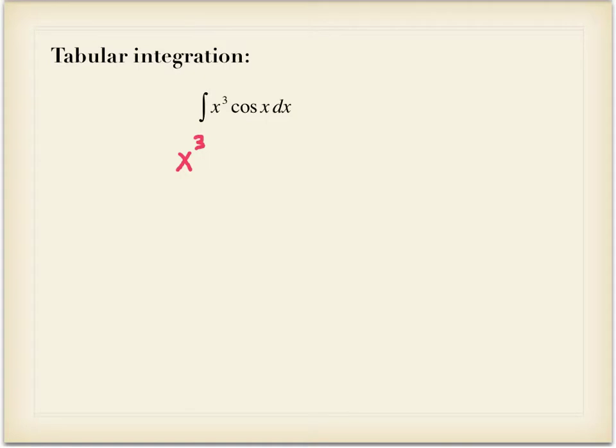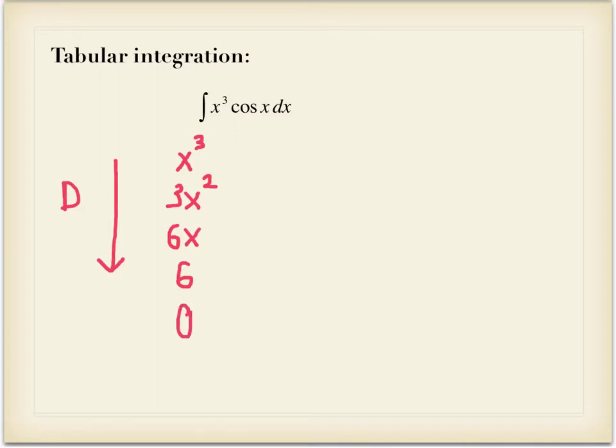So I write that down, and then I just go down and do derivatives of that. So when I'm going down in this way, I'm doing derivatives. What's the derivative of x cubed? Well, we know that that's 3x squared. What's the derivative of 3x squared? 6x. Derivative of 6x, derivative of 6. I just keep going down until I get to 0.